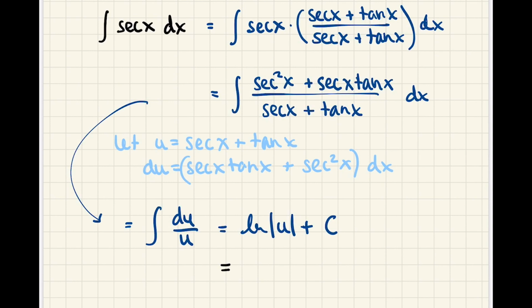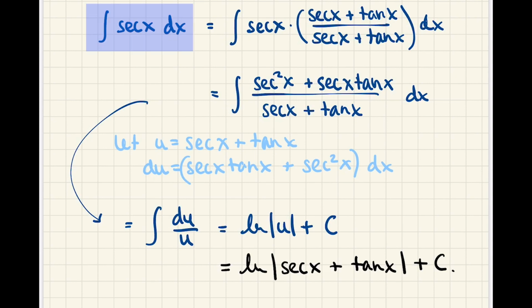And so our final answer is that the antiderivative of secant is ln of the absolute value of secant of x plus tangent of x. So that you don't have to go through this process every time you integrate secant, it is definitely worth knowing: the antiderivative of secant is ln of secant plus tangent.